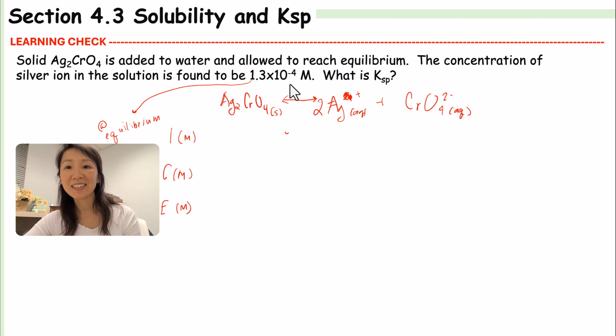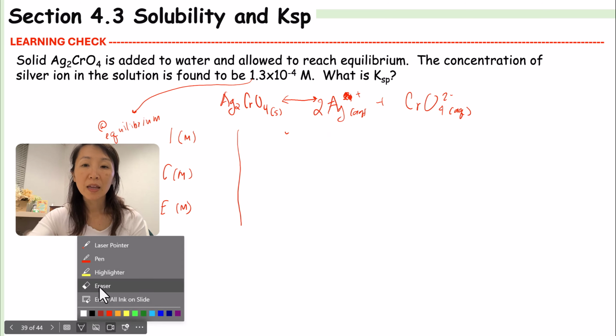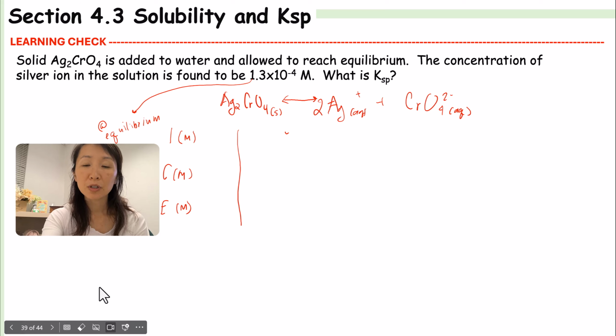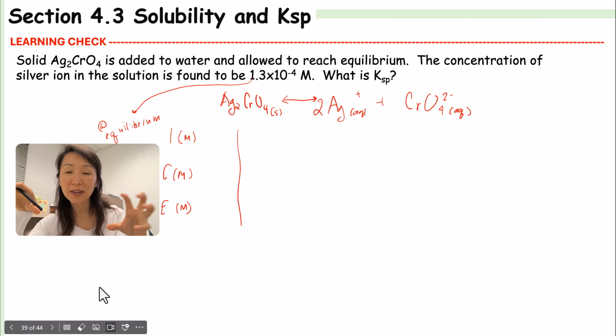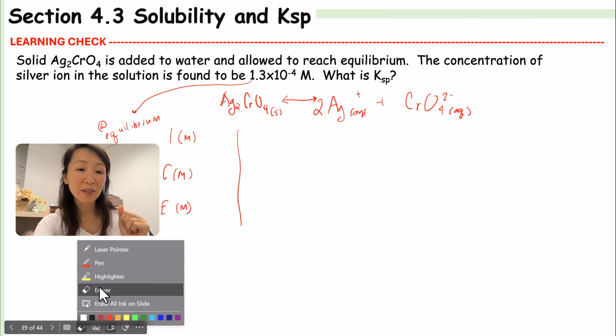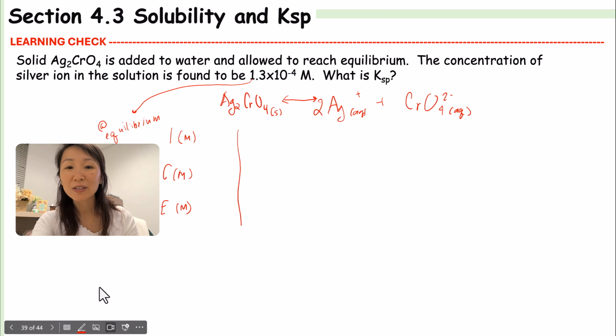Let's target the ICE table. Since this is a solid, we don't need to really worry about this portion. In this area, however, is another story. Okay, let me erase that to avoid some confusion. And in the very beginning, even before silver chromate has been added, do we have any silver and chromate that have been separated? No, we don't have any of them separated, and that's because we just put it in water. Okay, so initially it's 0.